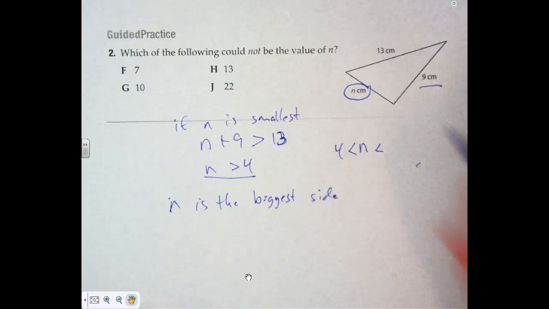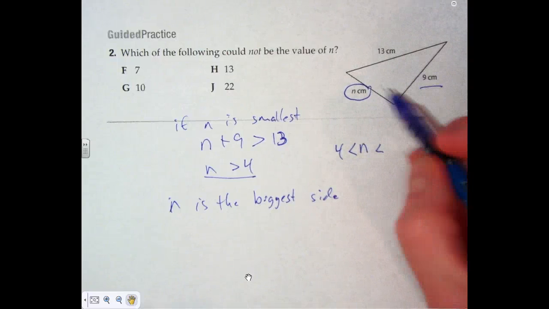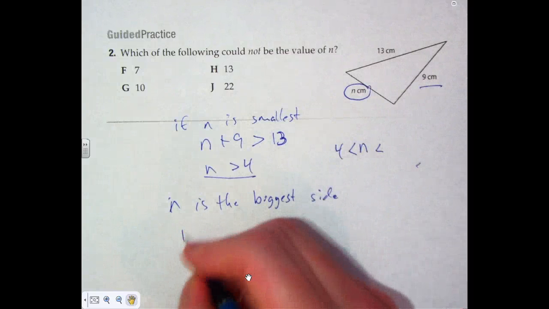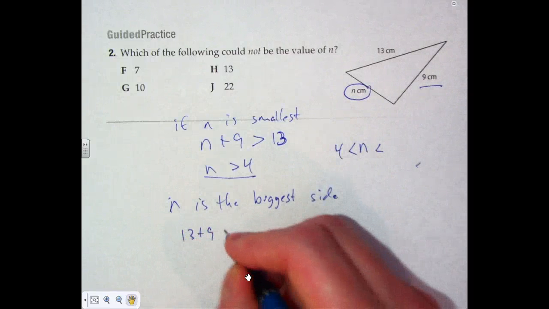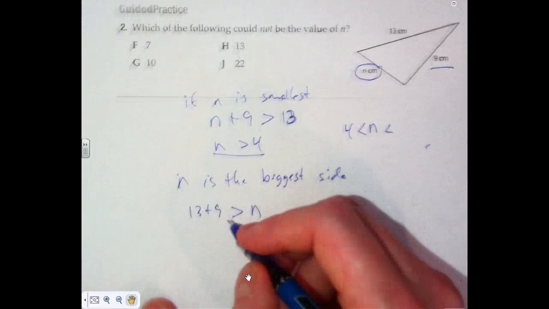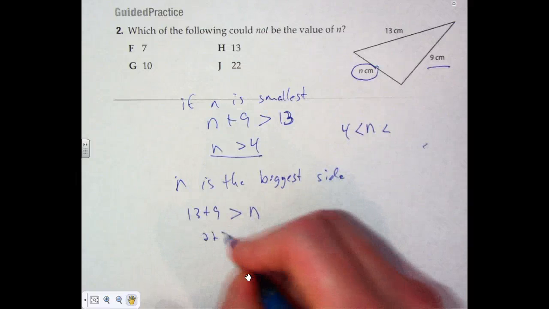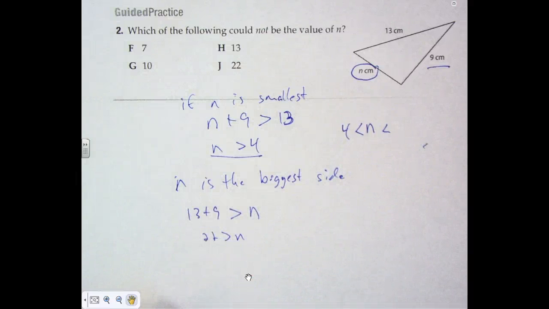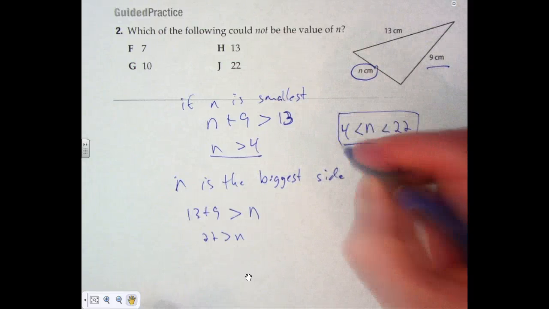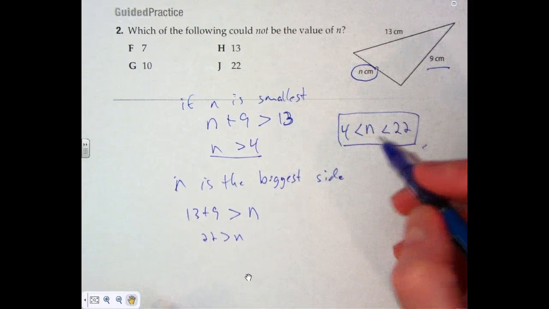If it's between 9 and 13, it doesn't matter. Our concern is, what if it's bigger than everything else? Well, that would have to mean that 13 plus 9 has to be bigger than n, meaning 22 is greater than n. Meaning that n is less than 22, or more importantly, n has to fit between 4 and 22.